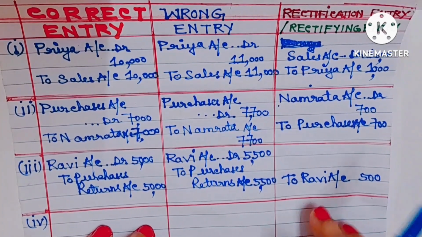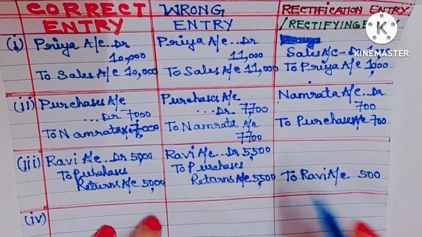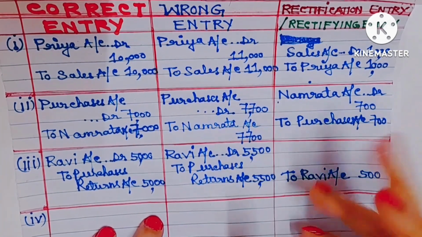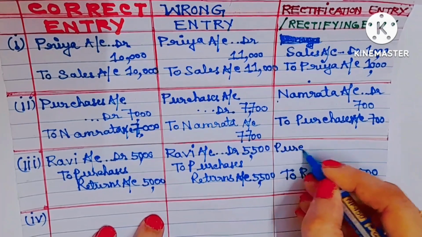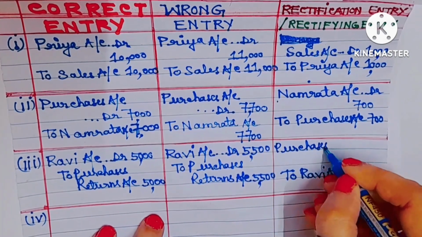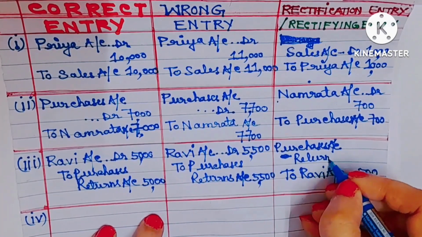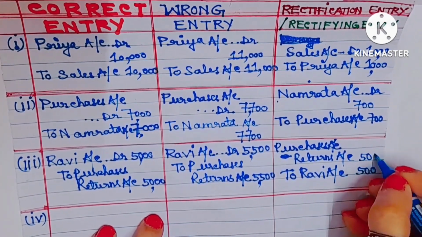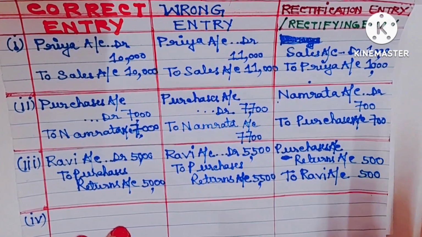So how to decrease rupees 500? Just pass the reverse entry. Instead of purchase returns on the credit side, you write on the debit side. Purchases returns account 500. Understood? We got to reverse the entry with the differential amount.